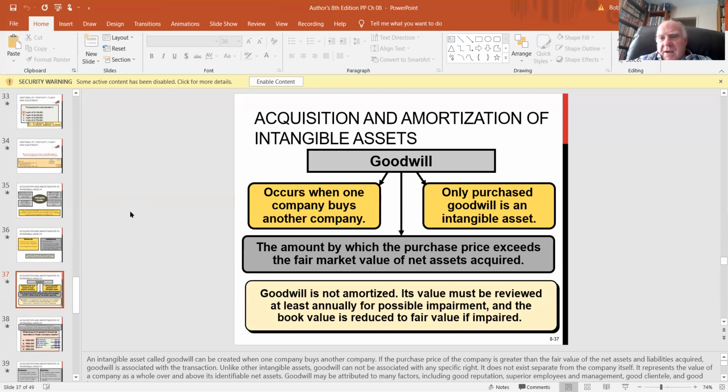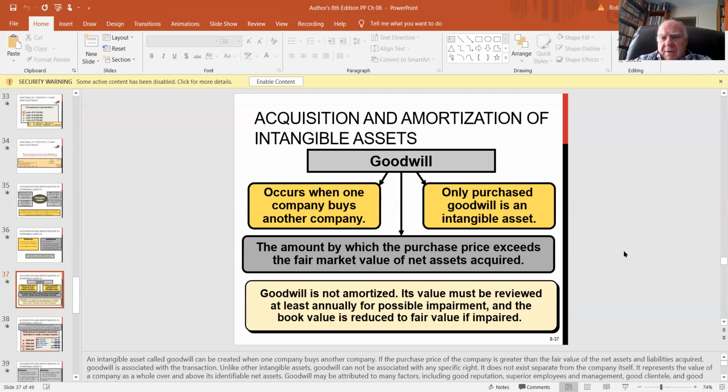When we get to Appendix A in the book. Goodwill. It occurs when a company buys another, only purchase goodwill. Goodwill, for now, all we need to know, it's the amount by which the purchase price exceeds the fair market value of the assets. In other words, you buy a company and you determine that that company is worth $1 million.